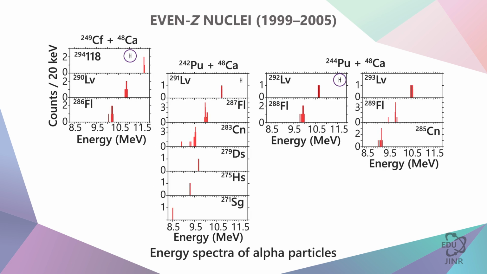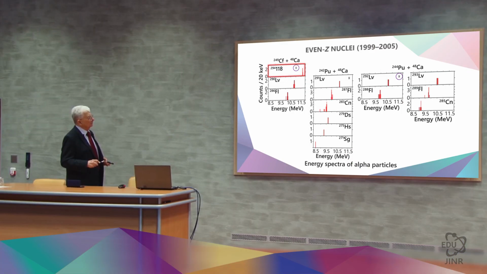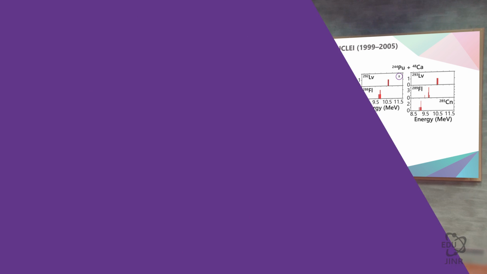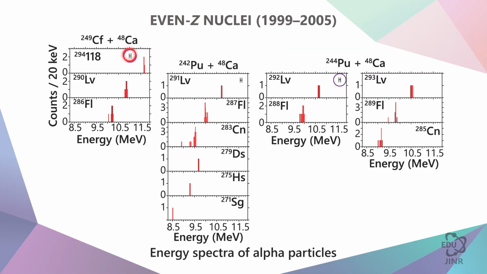Now let's look at the energy spectra of alpha particles. Let's take even-even. Here is the 118th element that resulted from californium. Here it decays and it has an alpha spectrum. Here its daughter product 116 decays, followed by its daughter product 114, which also decays, and then spontaneous fission takes place. But this is the resolution of the detector.